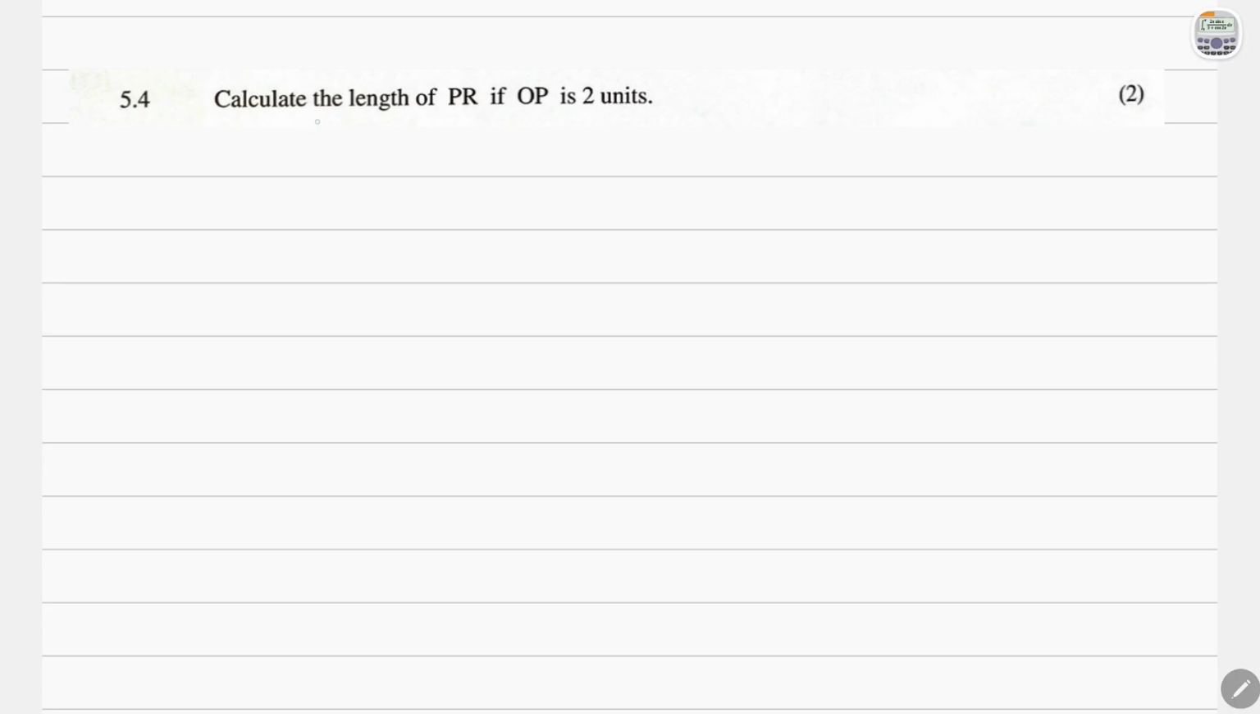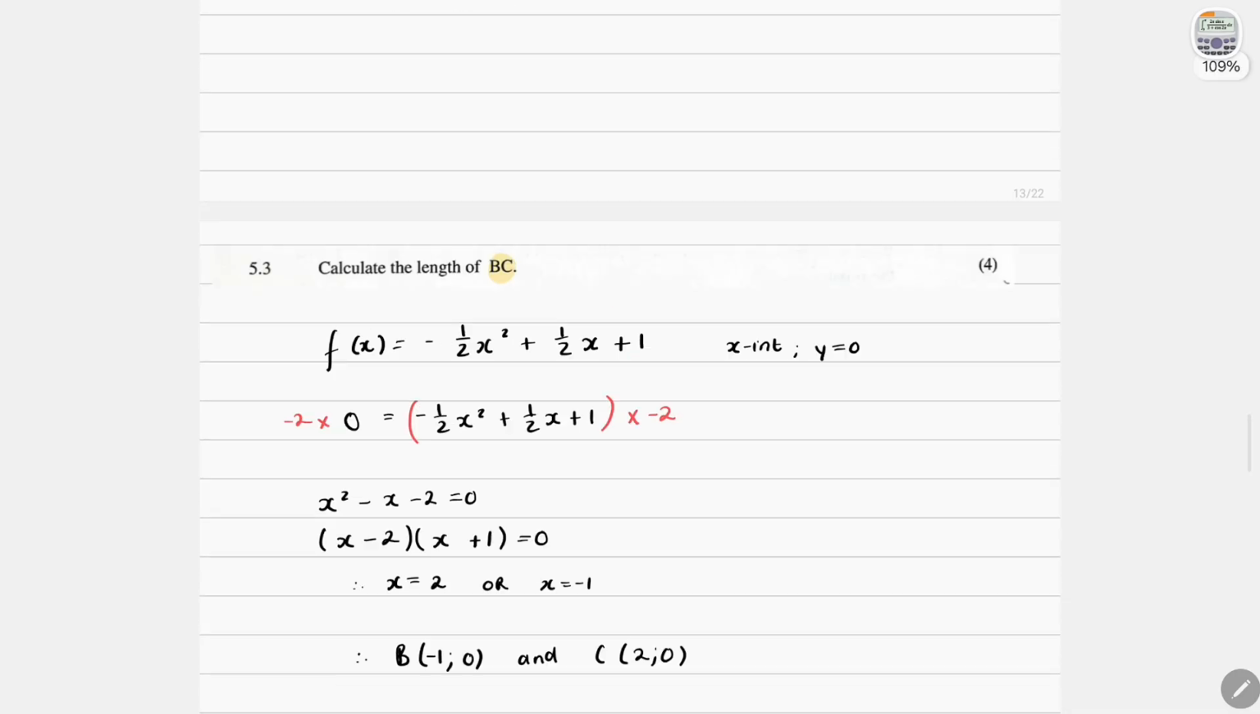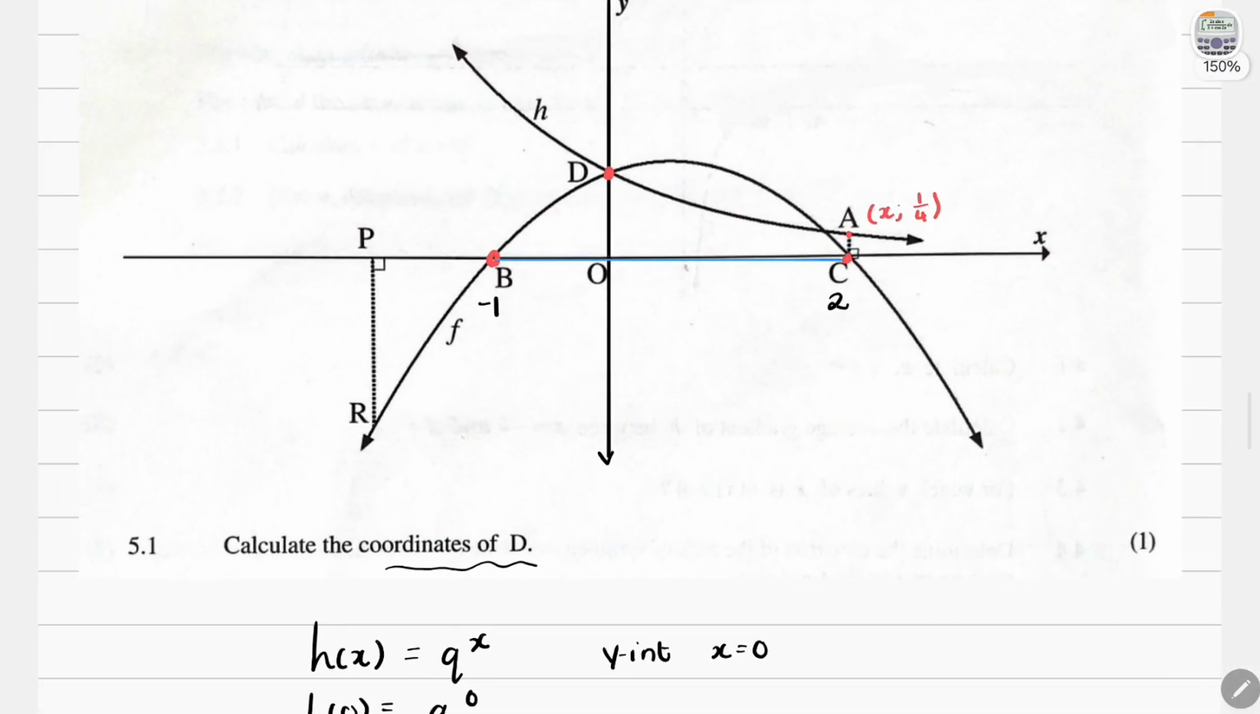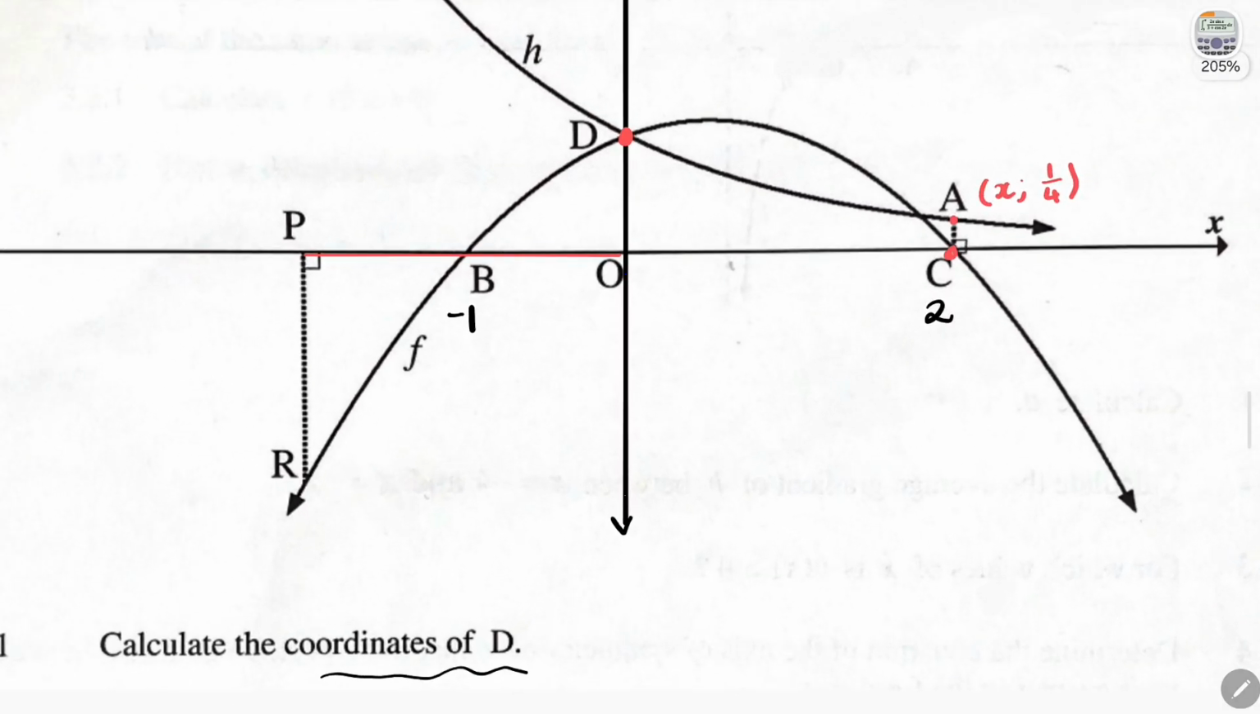Question 5.4 says, calculate the length of PR if OP is 2 units. Okay, let's look at that. So they want us to find PR if OP is 2 units. Telling us that OP is 2 units, how does that help us? OP is 2 units, meaning from the origin to P, we just go 2 units to the left. And that would make this x value -2.